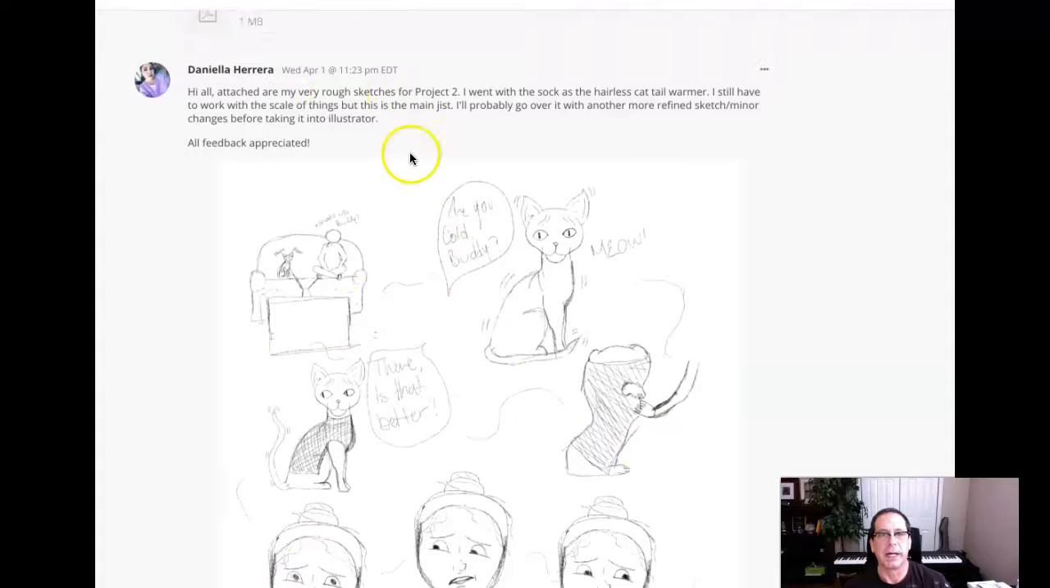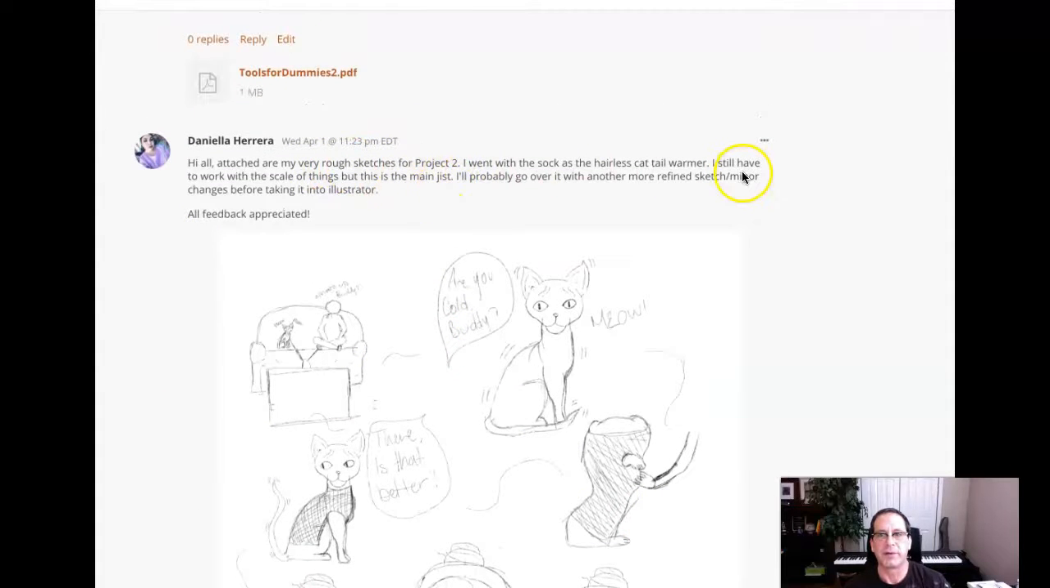Daniella, okay. Attached to my rough sketches project, I want the sock as a hairless cat tail warmer. I love it. I'm glad. I'm really glad you went with that. I think, of course, the challenge here is going to be indicating that that is indeed a hairless cat. So I think maybe adding little wrinkles to the skin.